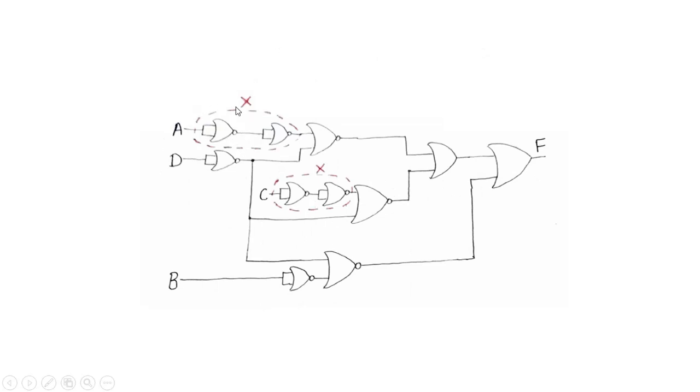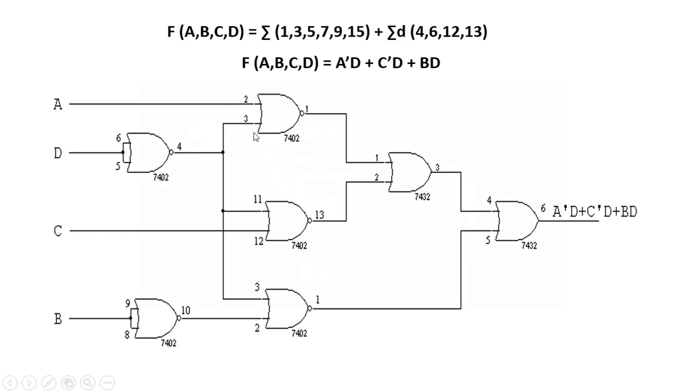Now we can see we have two inverters in cascade, so these are redundant. Suppose the input is A; here we are getting A bar. After this inverter we will get A double bar, which is equivalent to A only. So we can remove these cascaded inverters, this one and this one. After removing them we will get the simplified NOR OR circuit to implement this function.